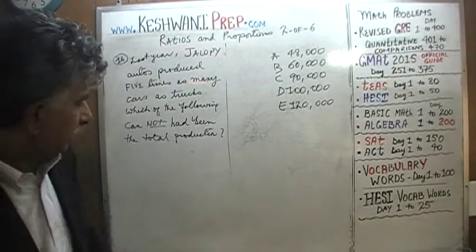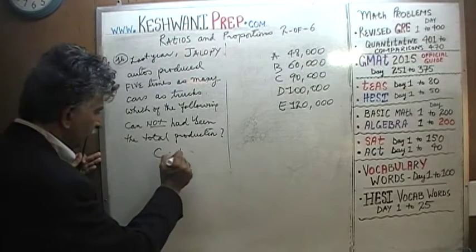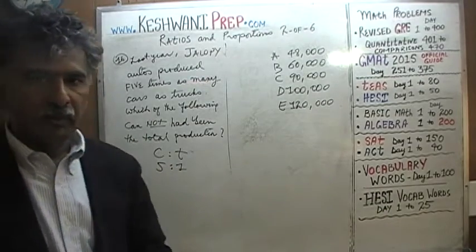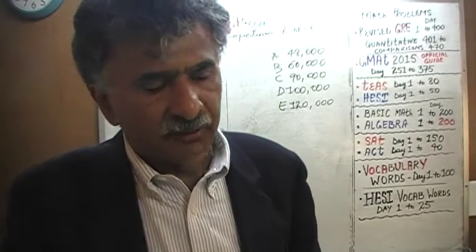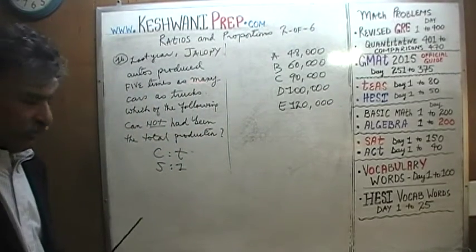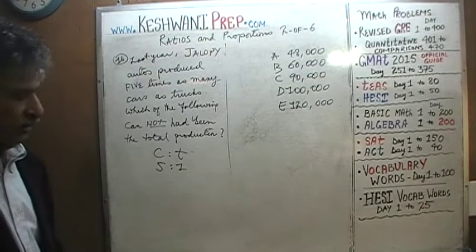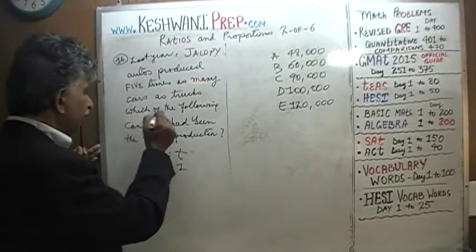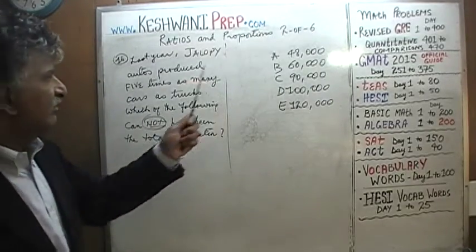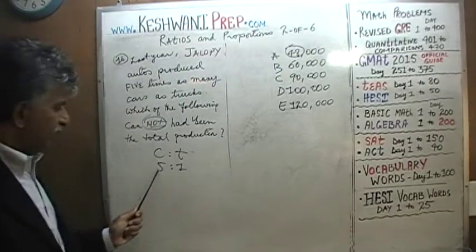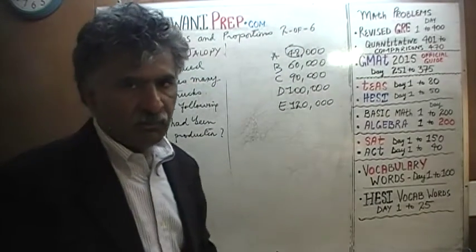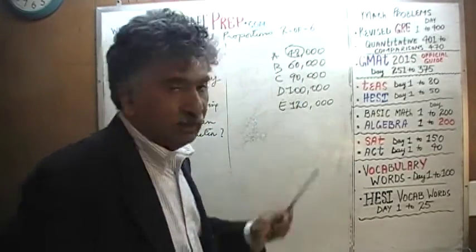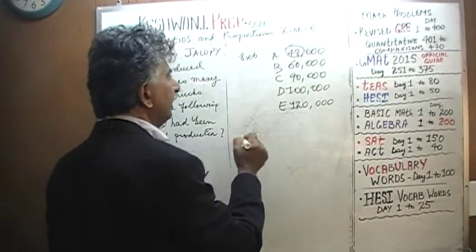All we need to understand is that the ratio of cars to trucks must be 5 to 1. In other words, for every five cars that this particular firm produces, they produce one truck. That was their ratio. Based on that fact, which of the following cannot have been the total production? Well, you can clearly see 48, because the total is 5 plus 1 is 6. The total number of vehicles that they produce must be a multiple of 6, must be divisible by 6, which 48 is. 48 is simply 8 times 6. So that works.